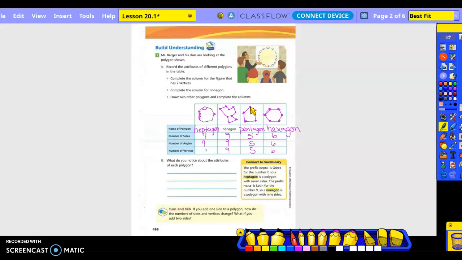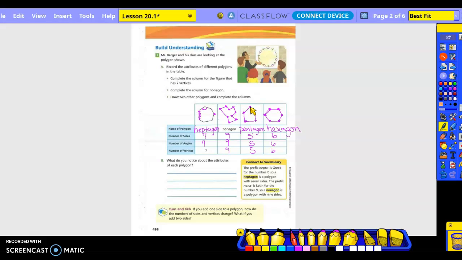Okay. All right, so what do you notice about the attributes of each polygon? What do you notice? They all have sides, angles, right. So for each shape, they all have the same number of sides, angles, and vertices, right? Okay. So the prefix hepta is Greek for the number 7. So heptagon is a polygon with 7 sides.